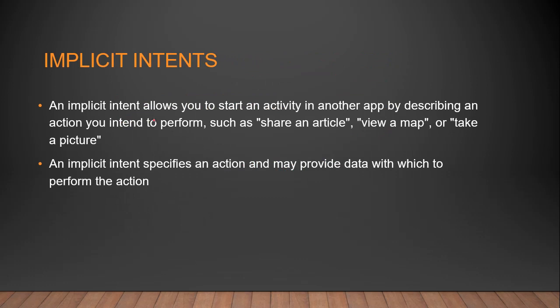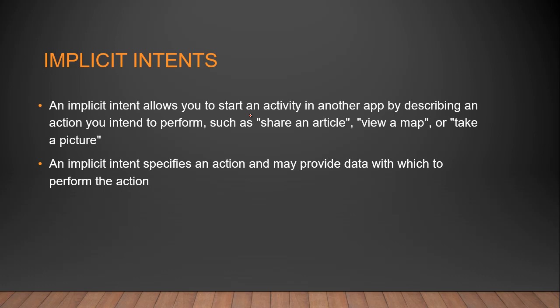So an implicit intent allows you to start an activity in another app by describing an action you need to perform, such as sharing an article, viewing a map, or taking a picture. As you know, if you want to start other apps from your app, you can use implicit intents for doing so. For example, you have created an app and you want to open Facebook within your application.